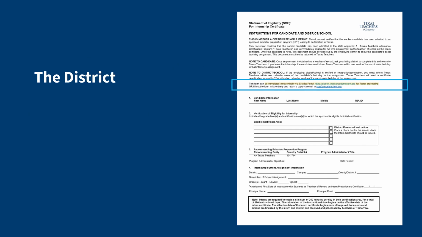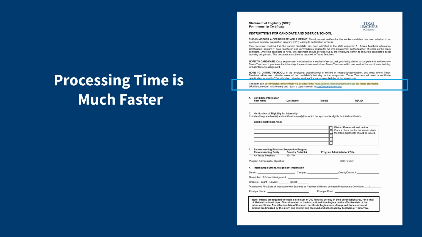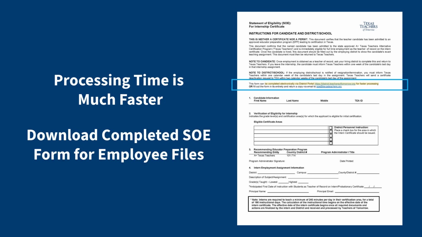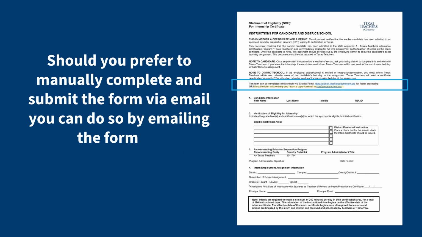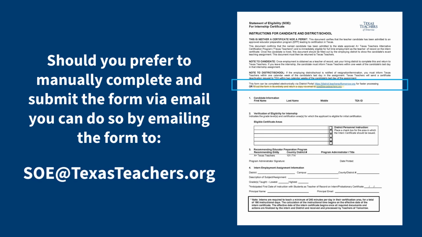The district portal is the recommended platform for submitting an SOE form. The processing time is much faster, and once submitted, you have the opportunity to download the completed form for employee files. Should you prefer to manually complete and submit the form via email, you can do so by emailing the form to soe@texasteachers.org.